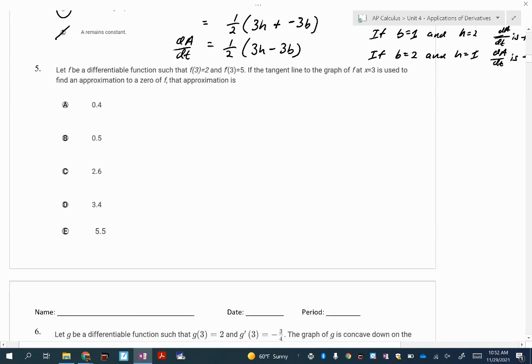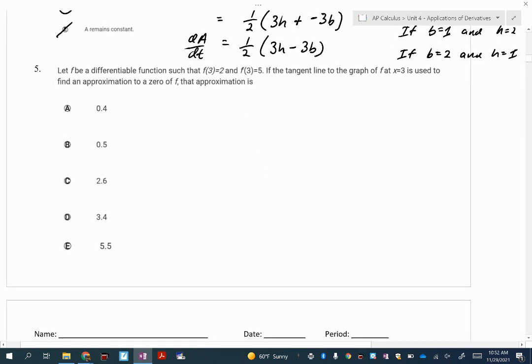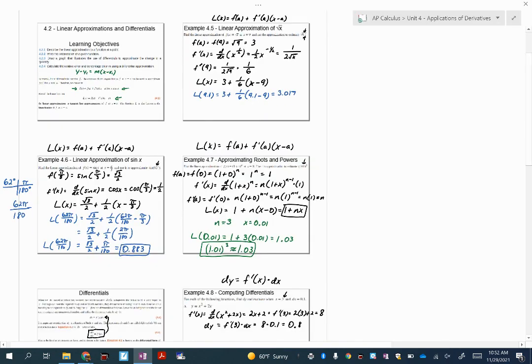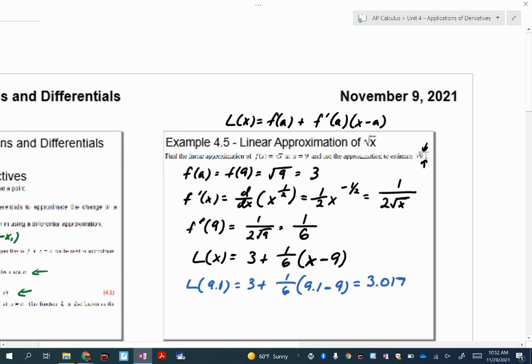Okay, let's go to number 5. Now, with the next few, we're going to be moving to the next lesson, which was on linear approximation. So if you need to refer to your notes, go to 4.2 for that. And I'll show you what I'm writing down here from that. I'm writing down this formula right here to help me find this stuff.